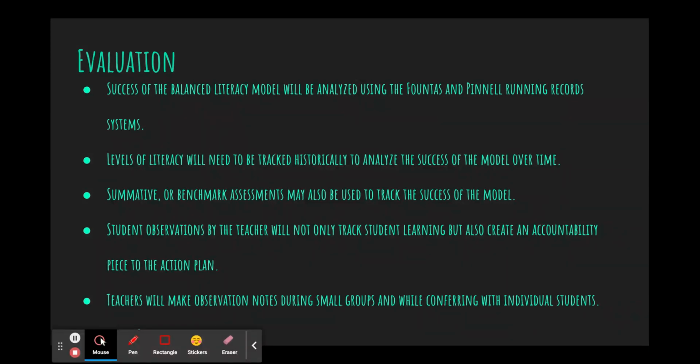Summative or benchmark assessments may also be used to track success of the model. As I talked about earlier in the presentation, student observations by the teacher will not only track student learning and engagement, but will also create an accountability piece to the action plan. So teachers have actual evidence of what they're doing with individual students or what's being done during the balanced literacy workshop. And then finally, teachers will make observation notes during small groups and while conferring with individual students.